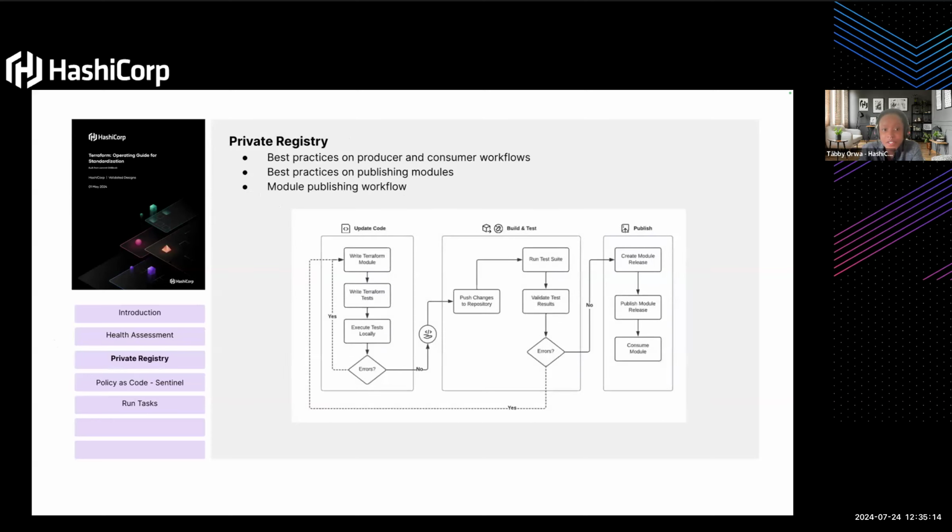And on to the private registry. So, the private registry allows you to host and share your modules and providers privately. It can be an alternative to the public Terraform registry. It can also serve as a gateway to whitelisted Terraform modules and providers sourced from the public registry. You can access it via the web UI or the API, and it has 3 main functions: sharing, discovery, and consumption of modules and providers.